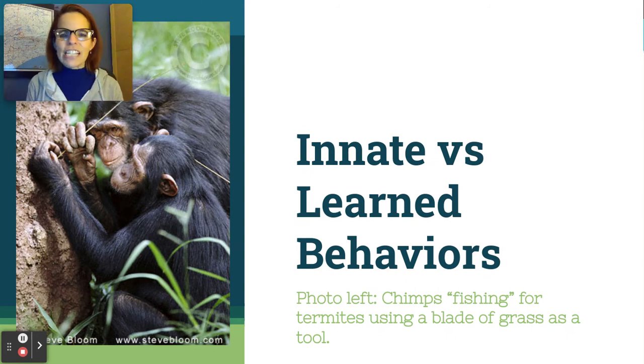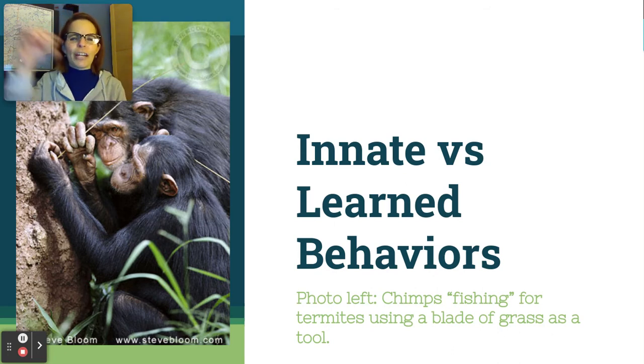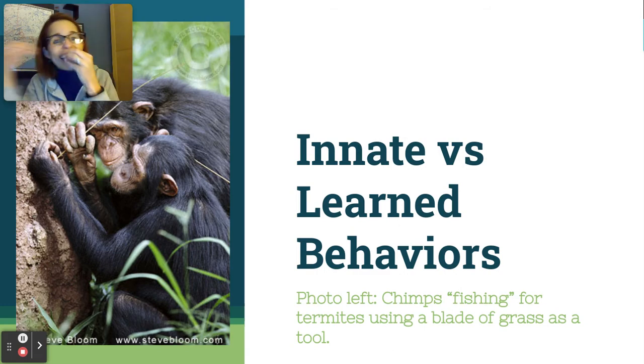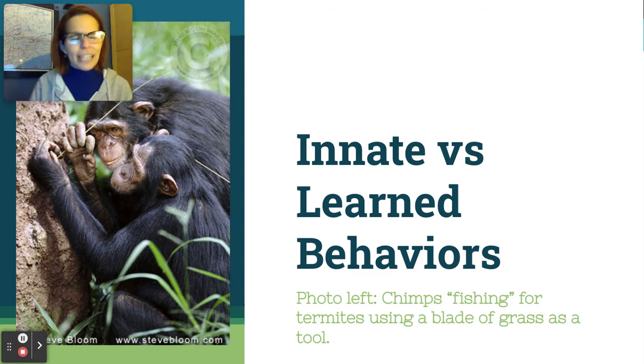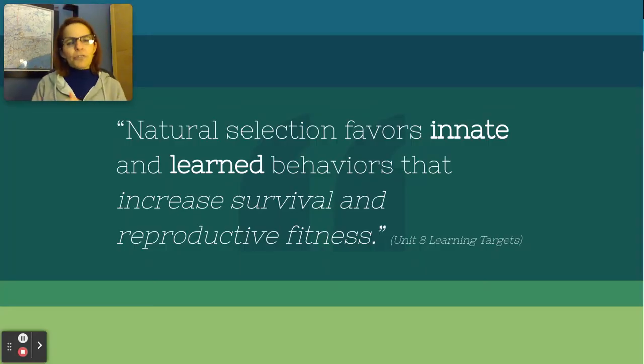Let's talk about innate versus learned behaviors. So in the cool photo on the left, two chimps are fishing for termites using a blade of grass. And that's something that they teach each other. So they watch and then they learn how to fish out termites. They stick this blade of grass in and pull it out and the termites are attached, and then they lick off the grass and eat these termites. Brilliant.